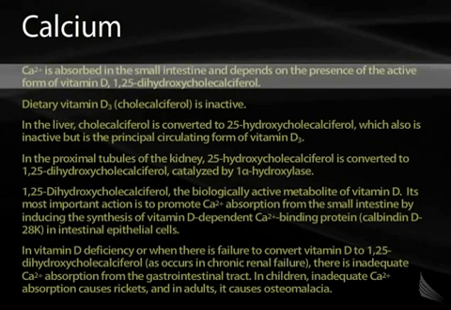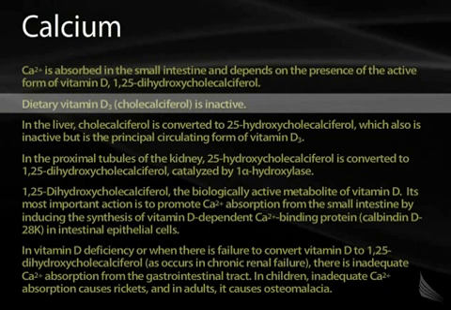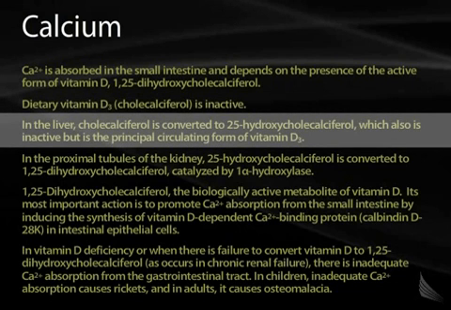So calcium is absorbed in all parts of the small intestine and depends on the presence of the active form of vitamin D, known as 1,25-dihydroxycholecalciferol, otherwise known as calcitriol. Dietary vitamin D, which is just cholecalciferol, is inactive. In the liver, cholecalciferol is converted to 25-hydroxycholecalciferol. The easy way to remember this is that the liver has multiple functions, therefore it takes up the role of 25-hydroxylation of vitamin D3 or cholecalciferol. This 25-hydroxycholecalciferol is the main circulating but inactive form of vitamin D.